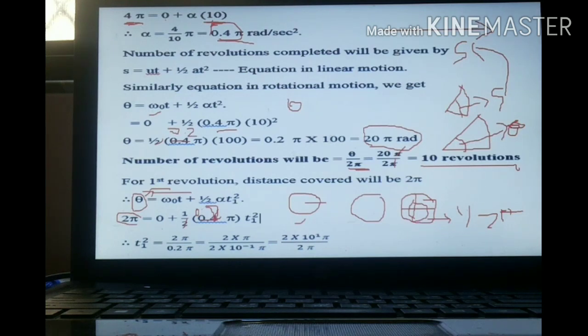So 0.2 will go in the denominator. So what we are getting is 2 pi upon 0.2 pi. In order to remove this decimal, I am taking 10 raised to minus 1.